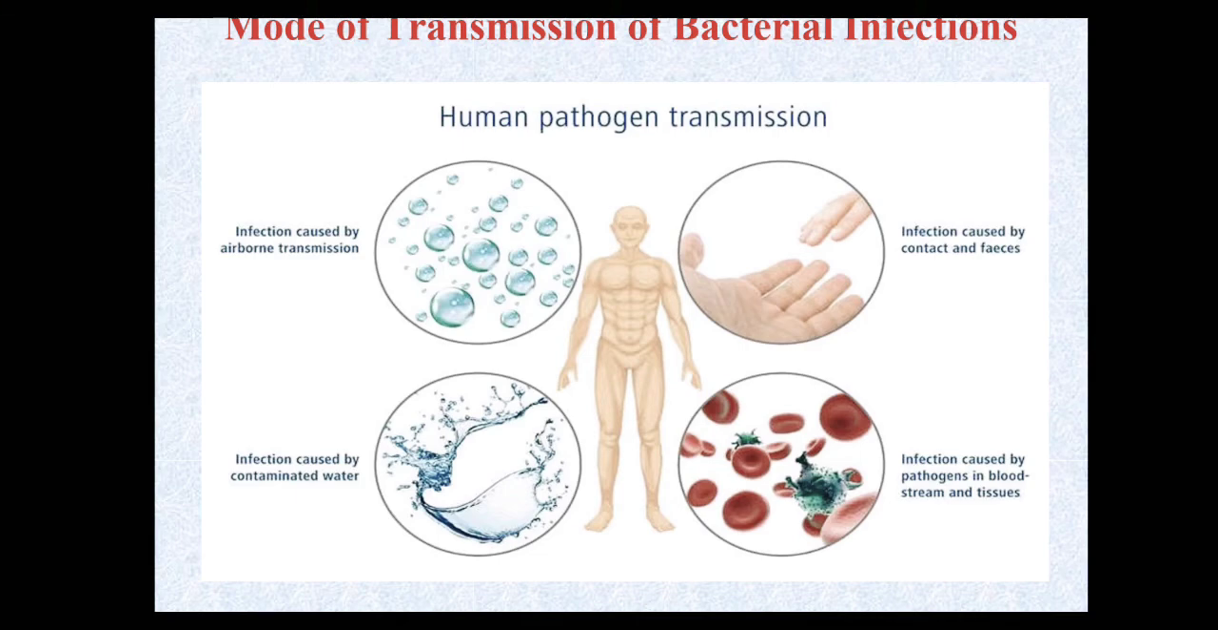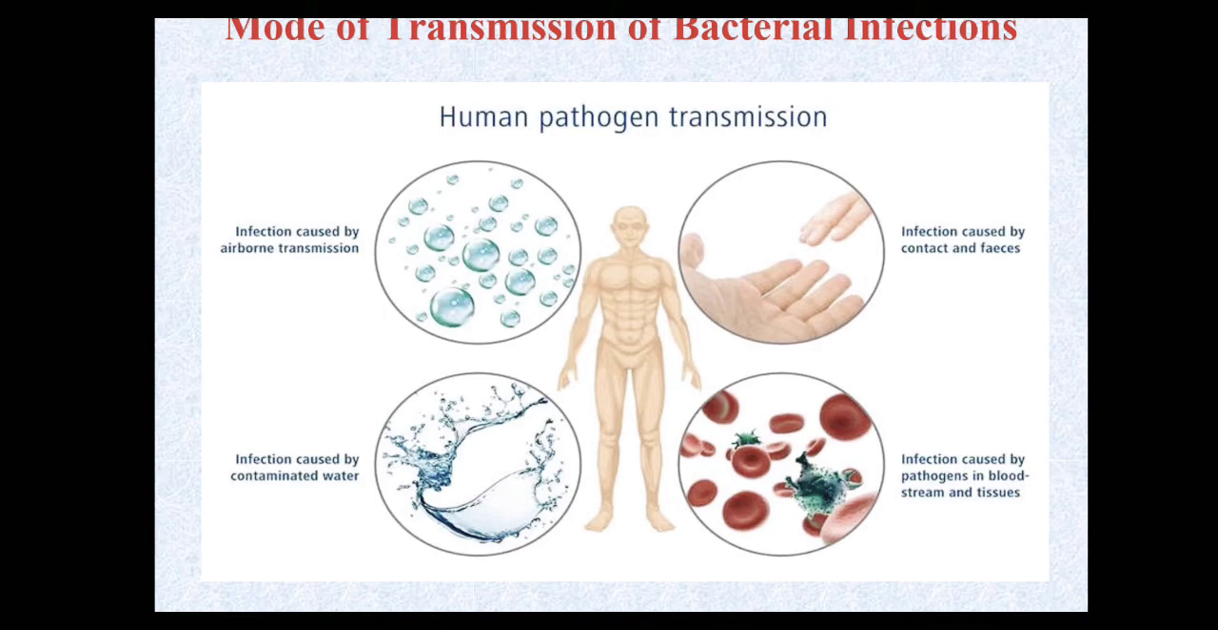So second type is infection caused by contact and feces. Okay, this infection is caused due to close proximity or close contact between an infected person and a normal human being. The infected person will transmit its microorganisms and bacterial cells to the normal one, so the normal one also gets infected due to that infectious organism transmission.